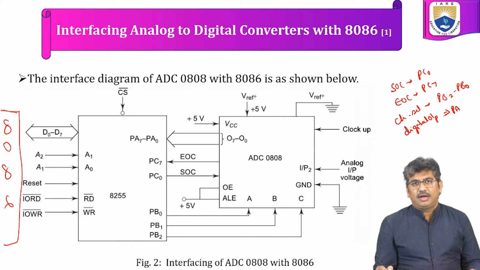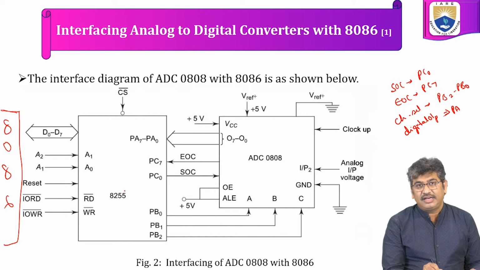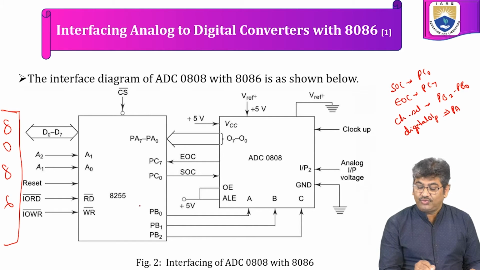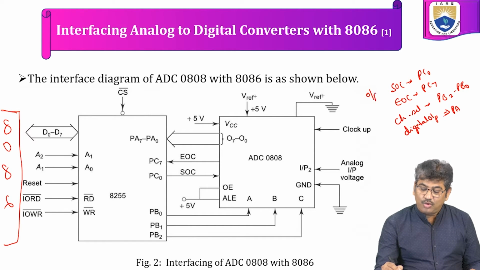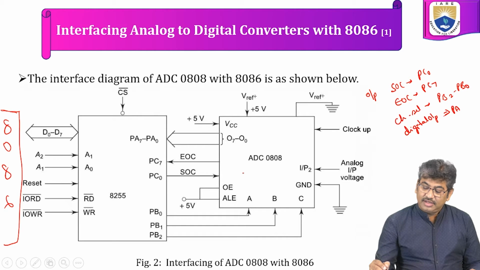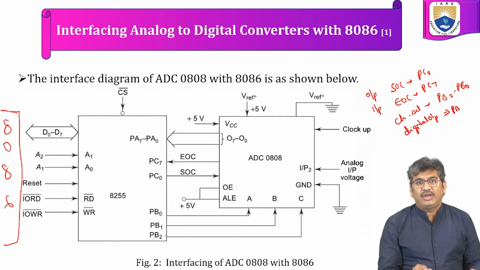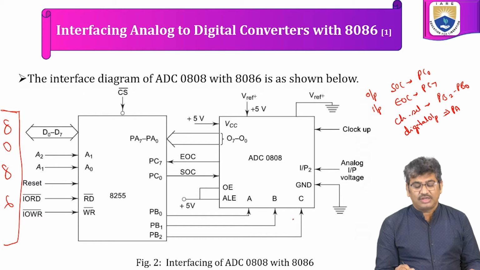Now if you see the direction of the signals, the SOC signal is generated from 8255 to the ADC. So with respect to 8255, the SOC signal is an output signal. The EOC signal is an input for 8255 from the ADC. So this PC7 we have to configure in input mode. For selection of the channel, in port B only 3 bits are required; the remaining we can take as don't cares.